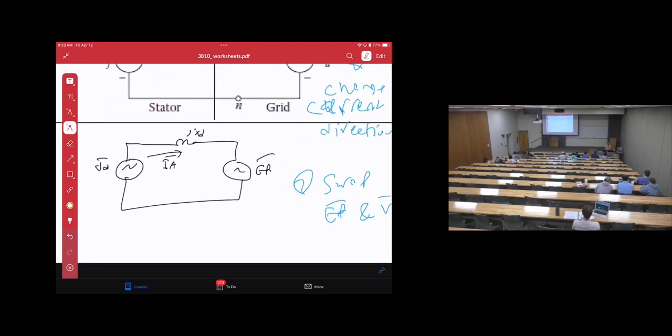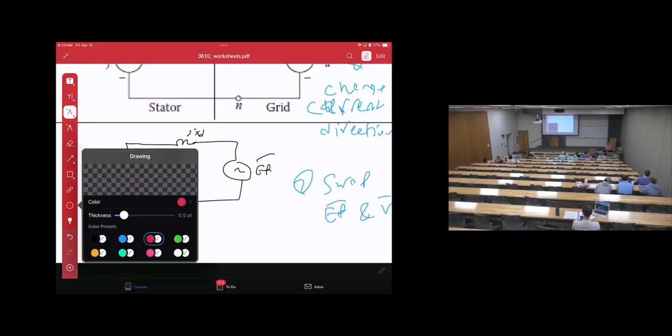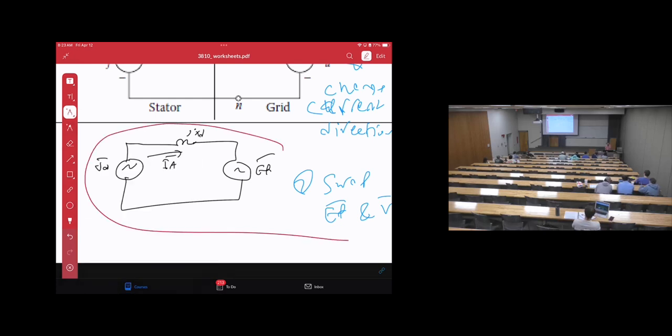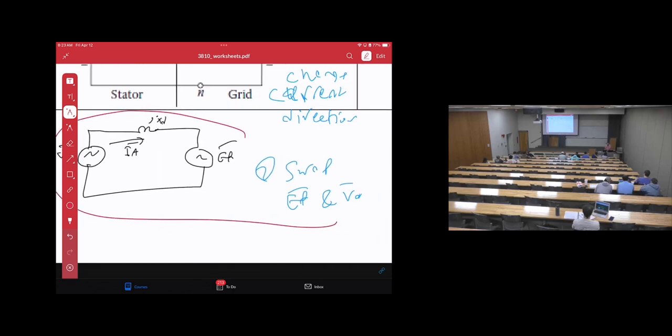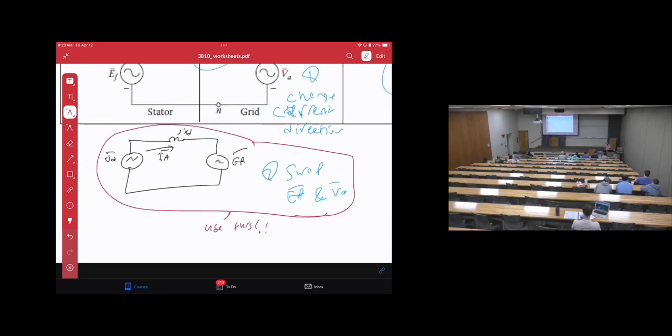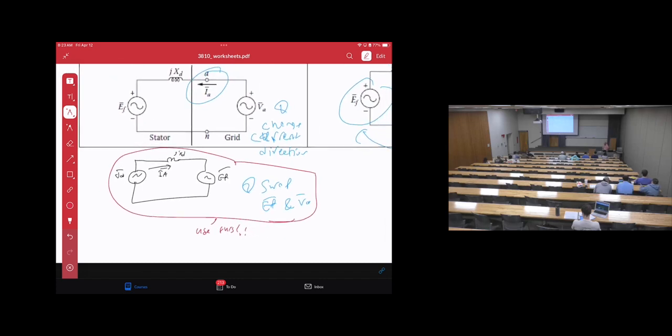So which one will we use? We use this when we swap, because we prefer the current going clockwise. That's what we will use. Okay? Because again, we prefer to swap the voltages VA and EF, so we can maintain the current to travel clockwise. Any questions?